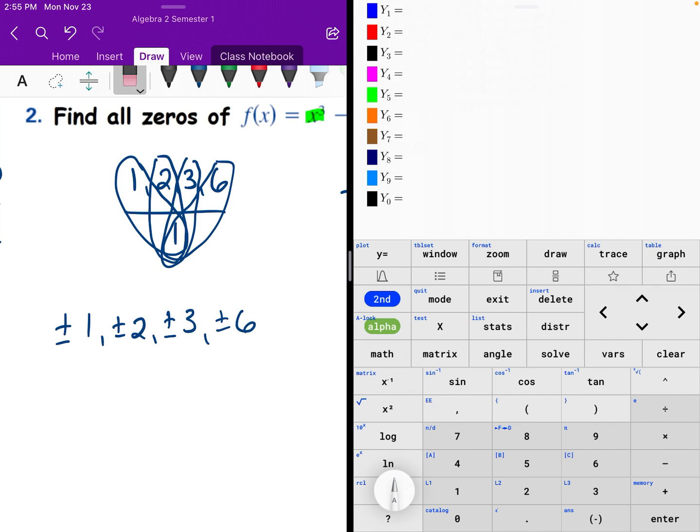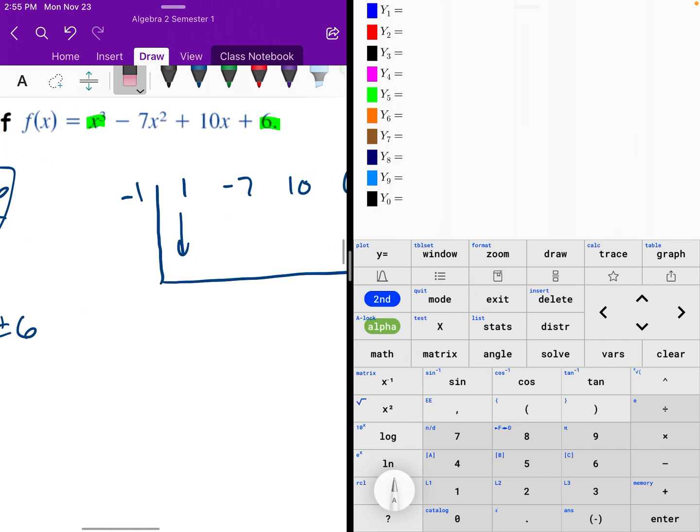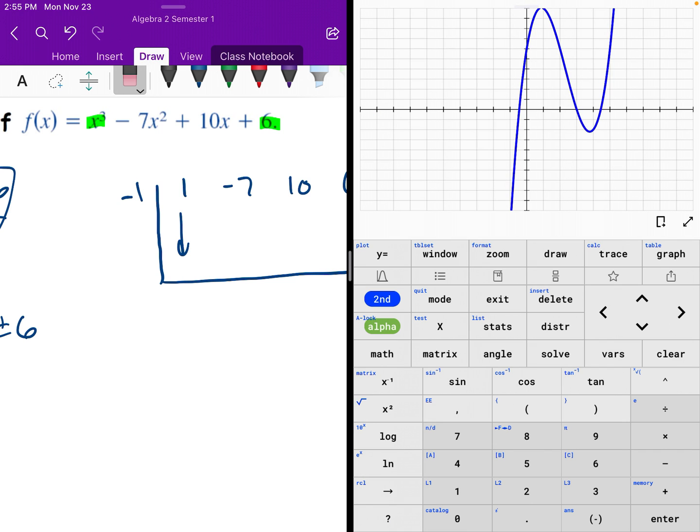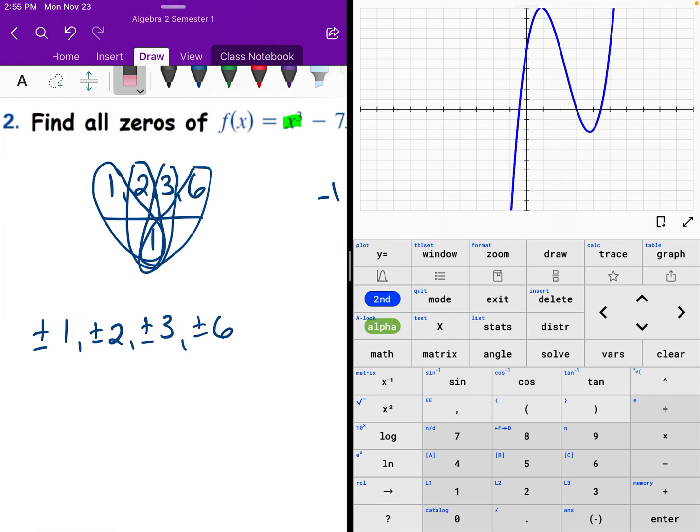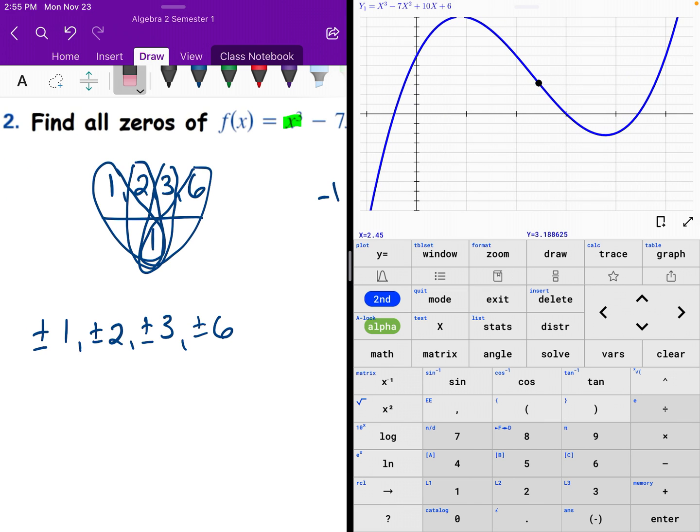Again, when we do that, we go to y equals, and we're going to plug in the function. We got x cubed minus 7x squared plus 10x plus 6. Now, when I hit graph, I'm going to look for plus or minus 1, plus or minus 2, plus or minus 3, plus or minus 6.